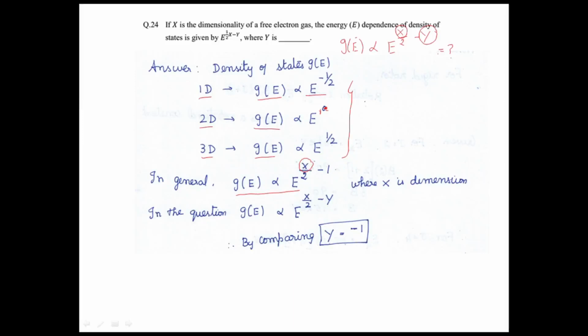So if we substitute the x value, here x is 1, here x is equal to 2, and here x is equal to 3. So this is the general form that is given in the question. Now by comparing these two, we can write that the y value is nothing but 1. So y is equal to plus 1.